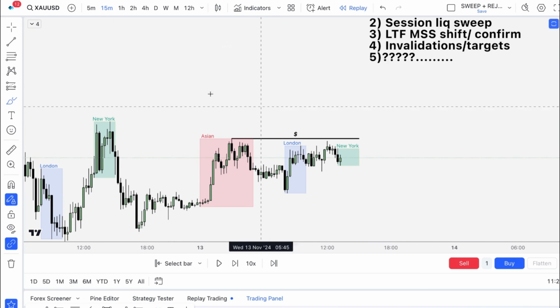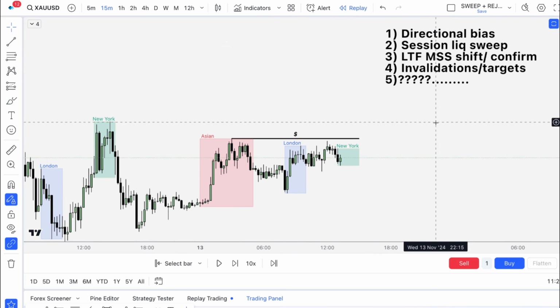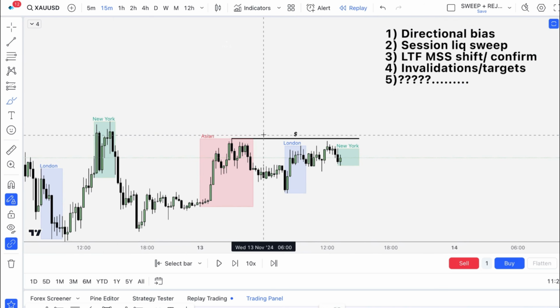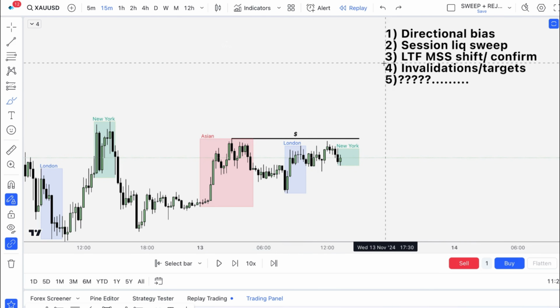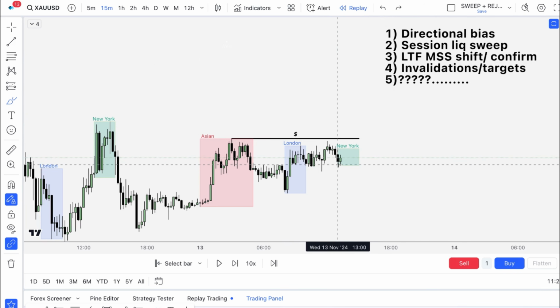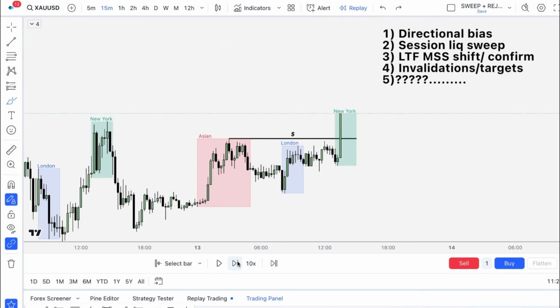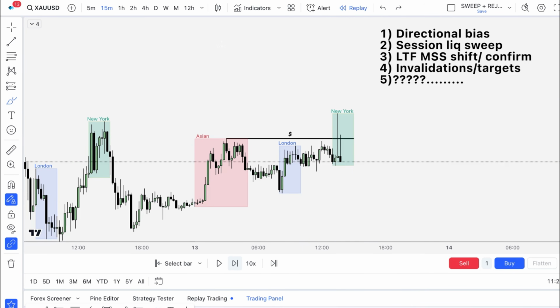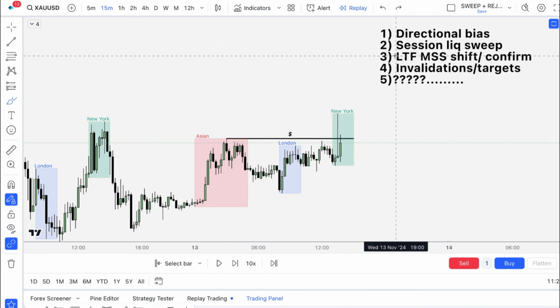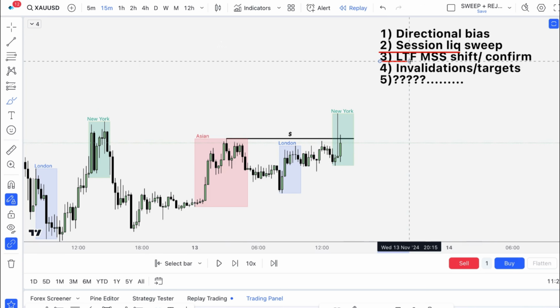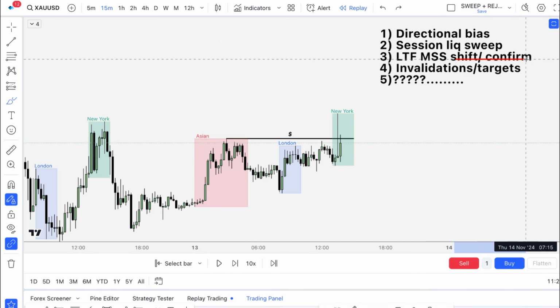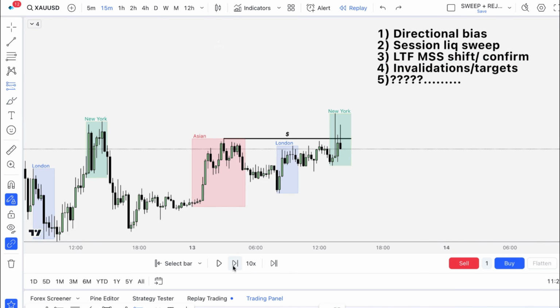And what we're simply looking for is step number two, which is a session-based liquidity sweep. So we have liquidity resting above this Asian session high right here. We're entering into a New York kill zone. So this is 1 p.m. GMT. And you can see we get a sweep of this Asian session high. So that's step number two checked off. And now we're just looking for either a lower time frame market structure shift or simply a 15-minute bearish confirmation to get short on this market.